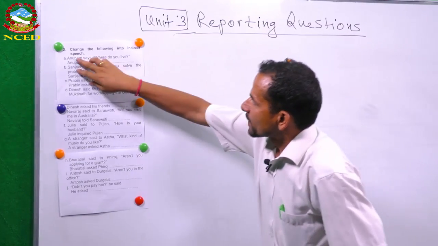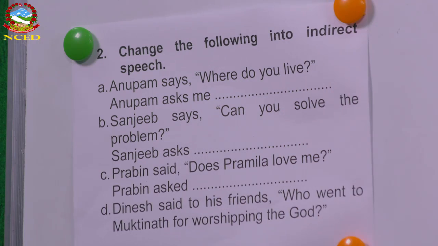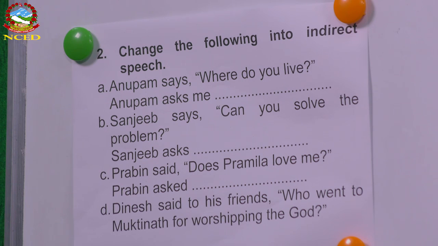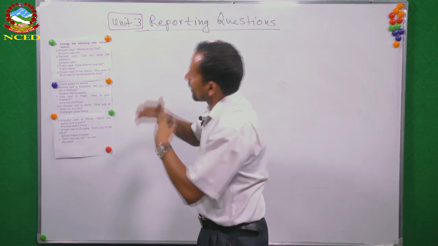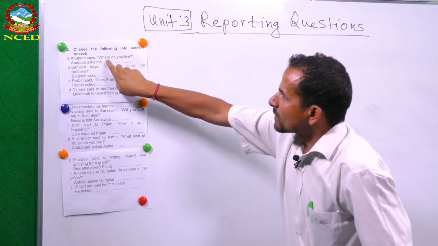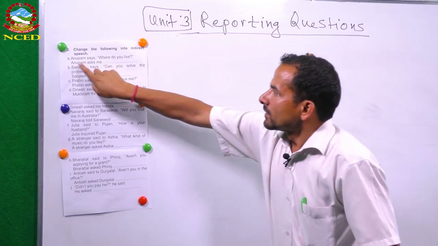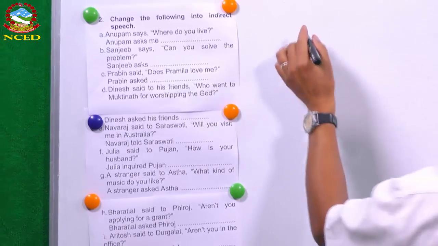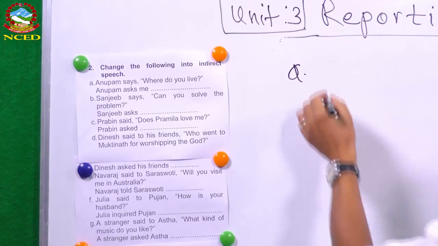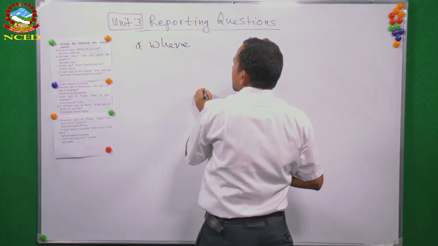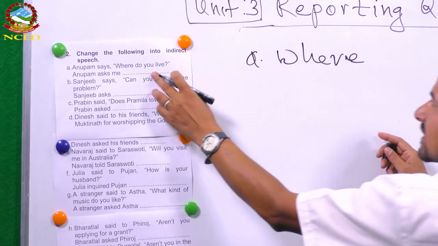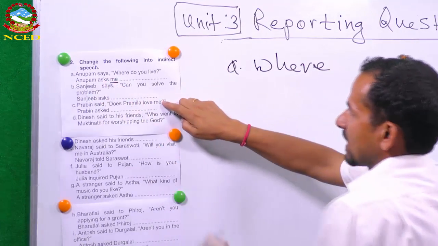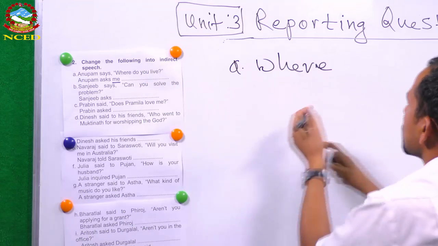Okay, Anupam says, where do you live? It's in present tense. Did you notice? Whenever the reporting verb is in present tense, we don't change the tense in reported form. It's a WH question, so we don't need if or whether. The reporting clause is given there: Anupam asks me. So how do we report a WH question? We just write the WH word, where. And we put the subject there. What is the subject? You. How do we change you, the second person pronoun, according to the object of the reporting clause? Object is me, so we change you into I.